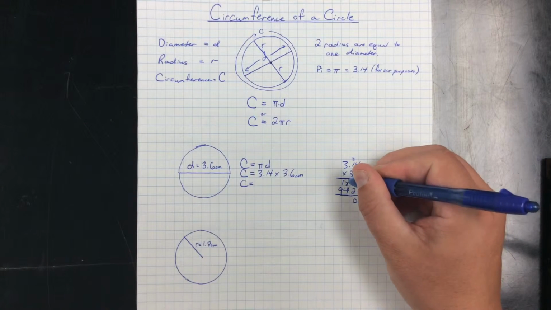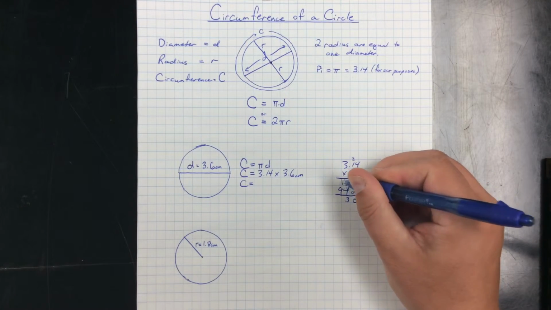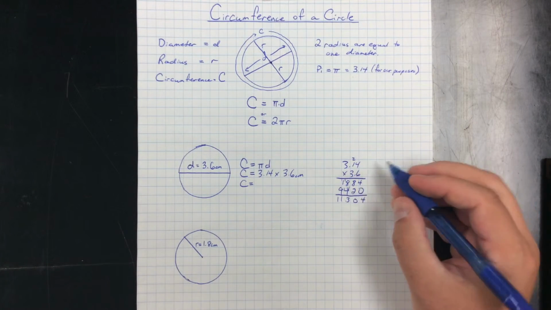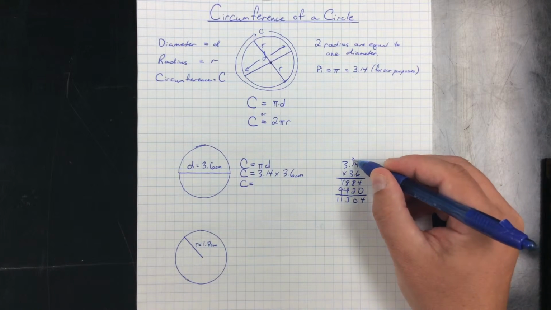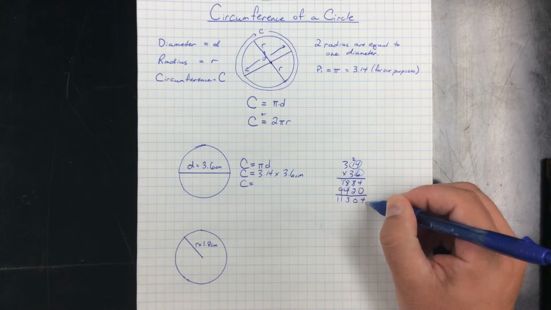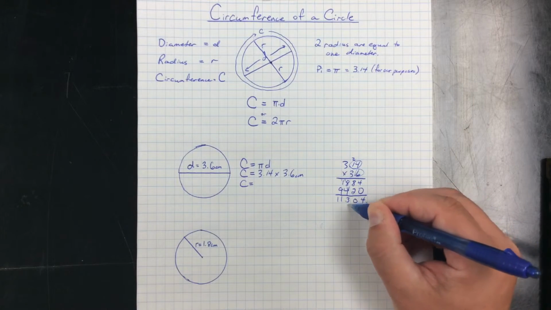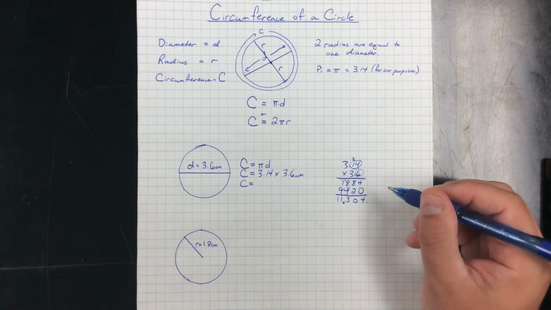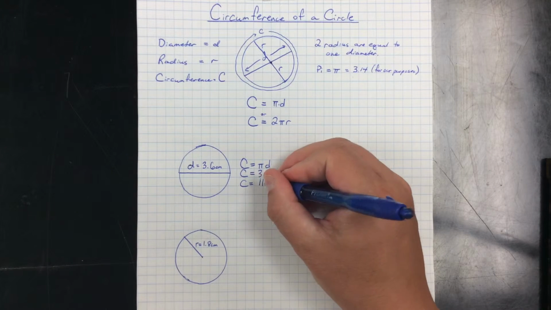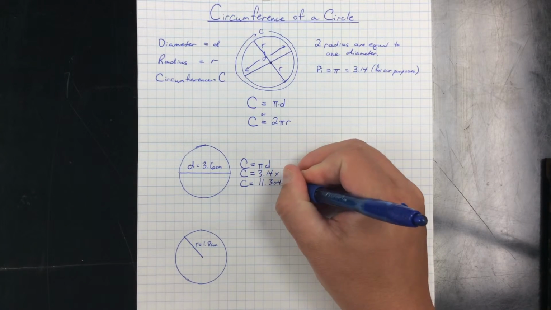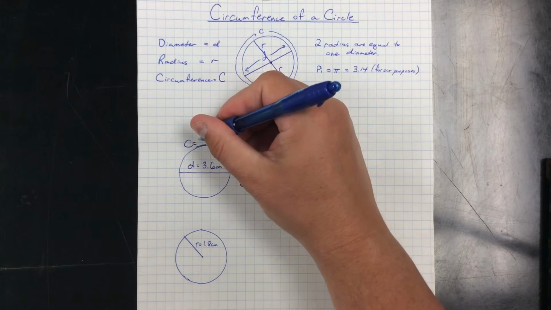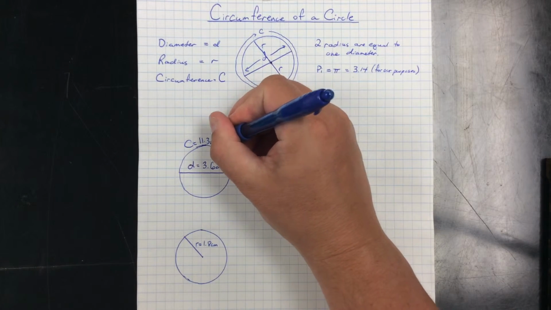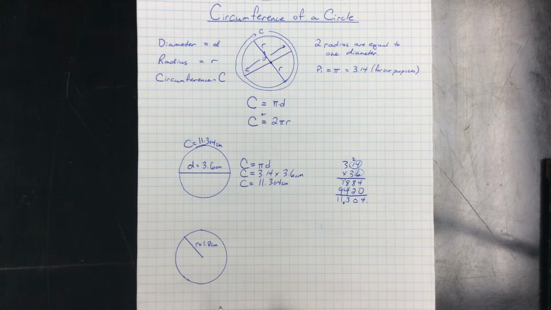4, 10, 13, 11, and I'm going to count my 1, 2, 3 decimal places in my original question, 1, 2, and 3. So I'm going to take my decimal and move it over 1, 2, 3 spots to get an answer of 11.304 centimeters. So my circumference to go around this shape is 11.304 centimeters.